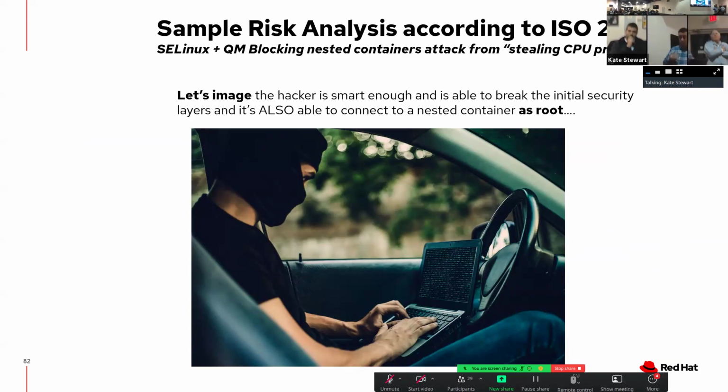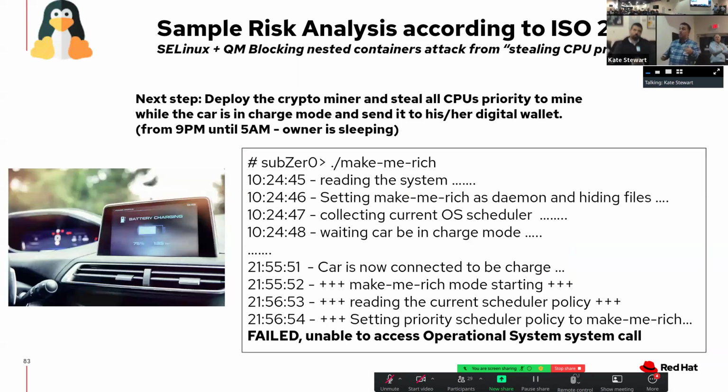So we have a bunch of tests. Let's imagine that we are running a car, and we got attacked by a hacker, and he got inside the QM container. It's a nested container running one application, right? Then he's root.